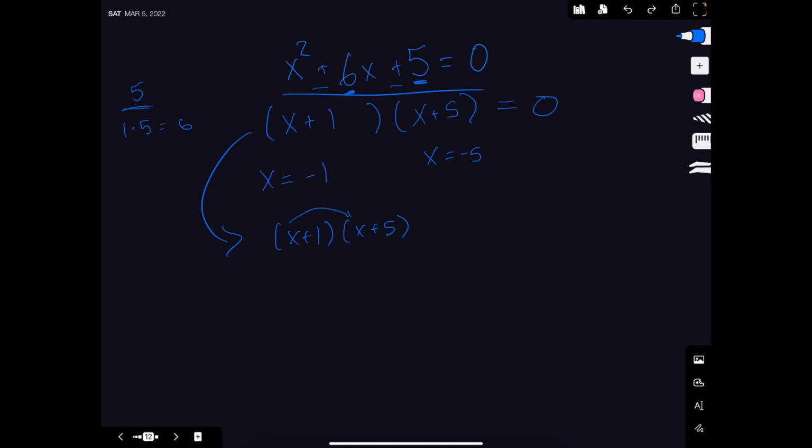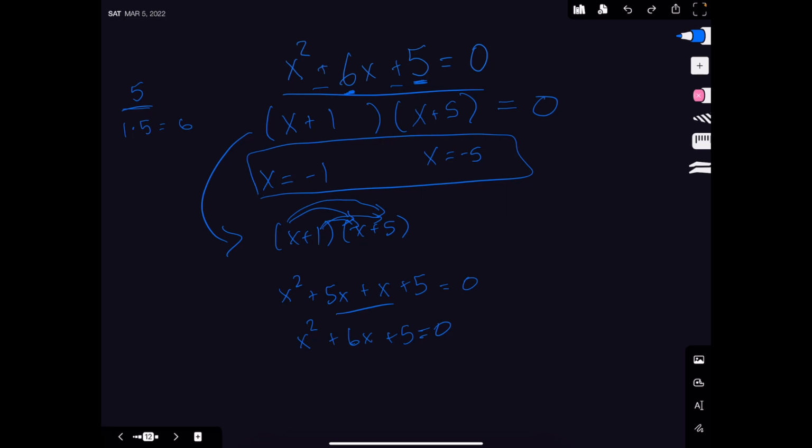And what we do is we multiply this and these, so we get x squared plus 5x, and then we just do the same thing for the second. We FOIL. We get plus x plus 5 is equal to 0. Simplifying and combining like terms, we get x squared plus 6x plus 5 is equal to 0. And that's the same thing we got initially. And that's how we know we factored correctly. And from the factors, we get these two solutions.